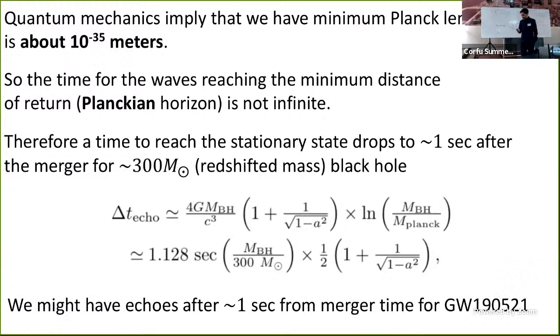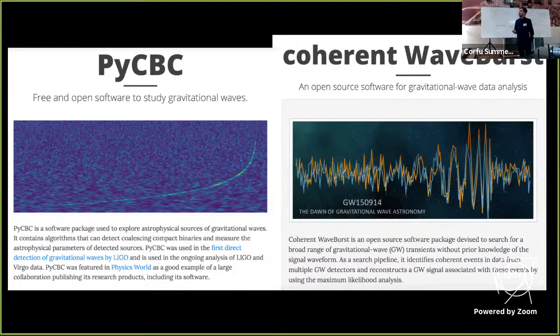We use two software packages which people in the gravitational wave community are using. Both of them are open source. PyCBC is based on an MCMC algorithm and uses matched filtering. And the coherent WaveBurst software, called CWB for short, is based on finding a coherent excess of energy in several detectors.